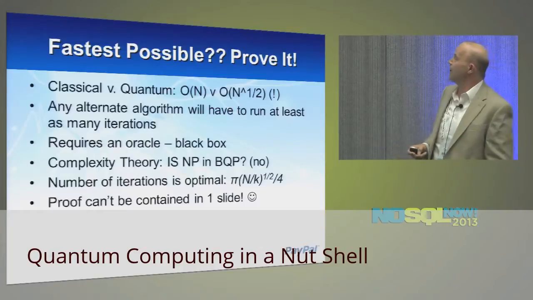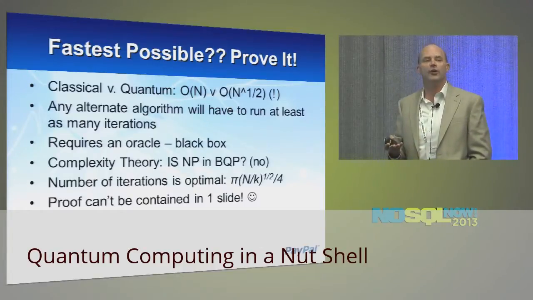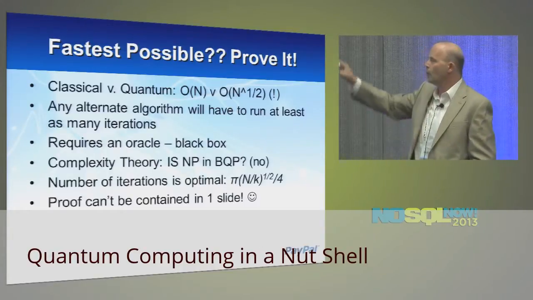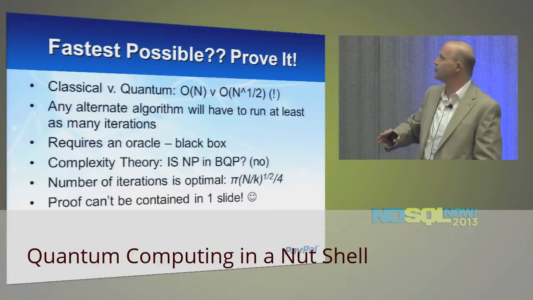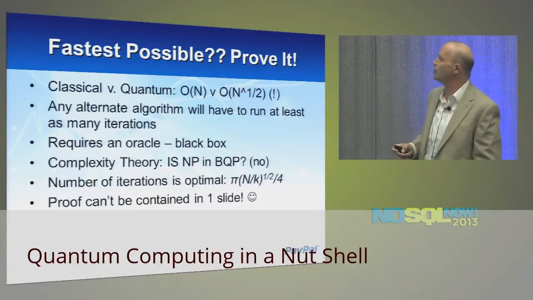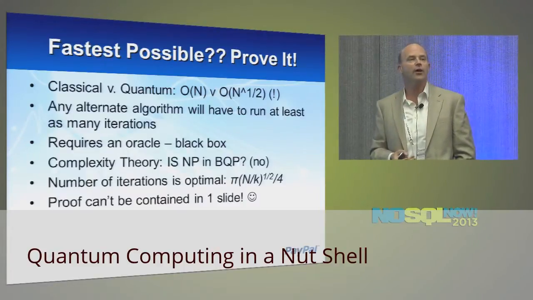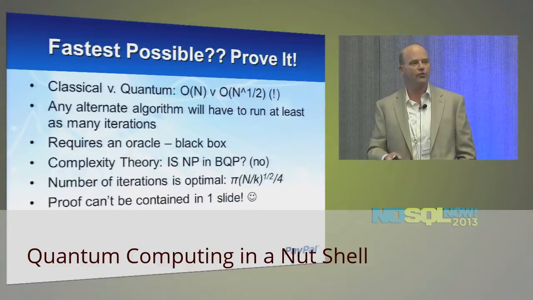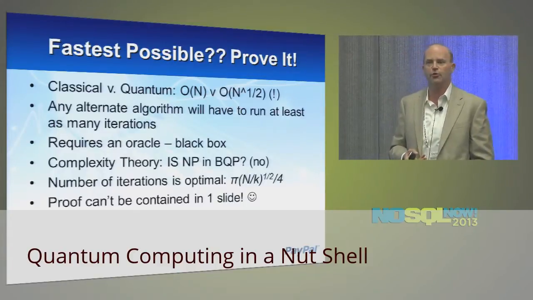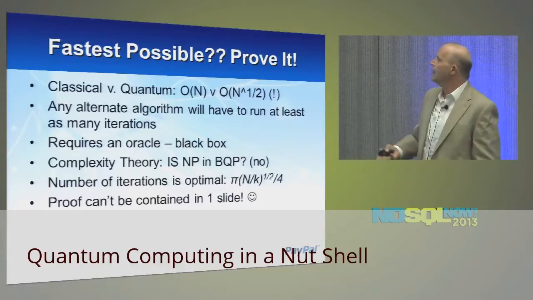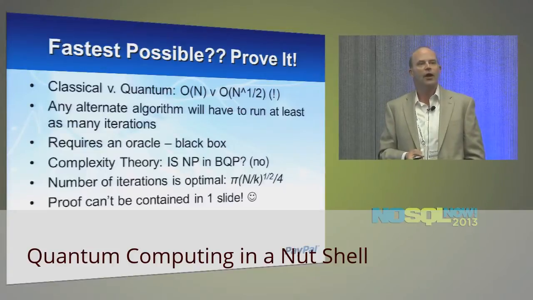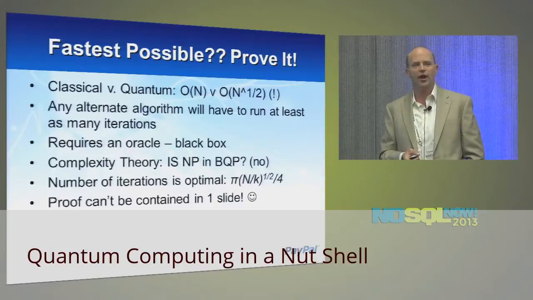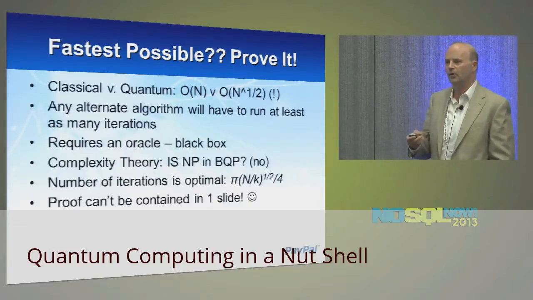So once again, people ask me, so prove it. It's the fastest search, prove it. Well, one slide isn't going to contain that. This guy's going to be all over me if I try to prove it in this shorter period of time. But just to give you a flavor of the proof, any alternate algorithm will have to compute just as many iterations as Grover's does, and we can prove that, and therefore they're equivalent. The one thing about Grover's search is it does require an oracle, which is a black box. The black box really doesn't have any function. It doesn't change the quantum nature of the algorithm, but it is a required part of this, and people ask me about that.